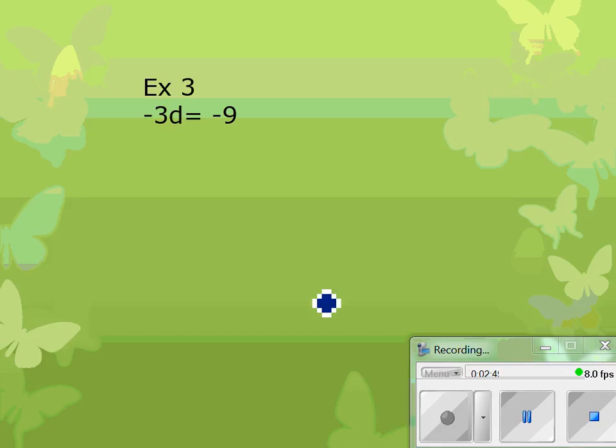The next one, example 3. Negative 3d equals negative 9. I have negative 3 times the variable d. So I'm going to divide on both sides. I'm dividing both sides with whatever is with the variable, which in this case is negative 3. I can cancel that, and I'm left with d equals, and I know that a negative divided by a negative equals a positive, so the answer is positive 3.